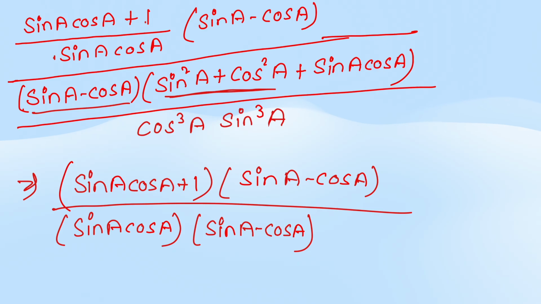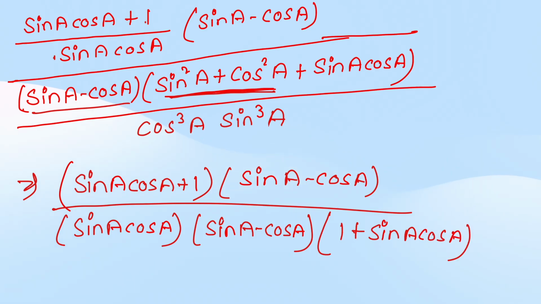Sin square A cos square A will become 1 plus sin A cos A. And see, this is in the denominator, so it will move to the denominator now: cos cube A sin cube A. Hope till this point it is clear.